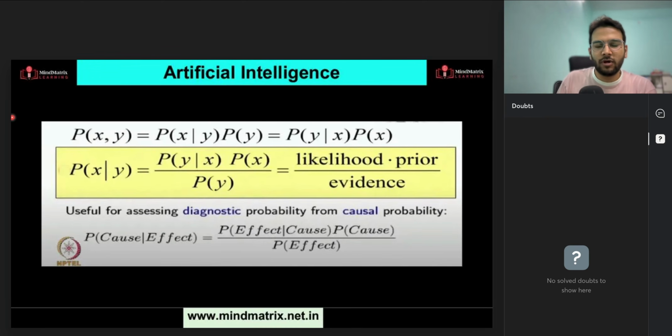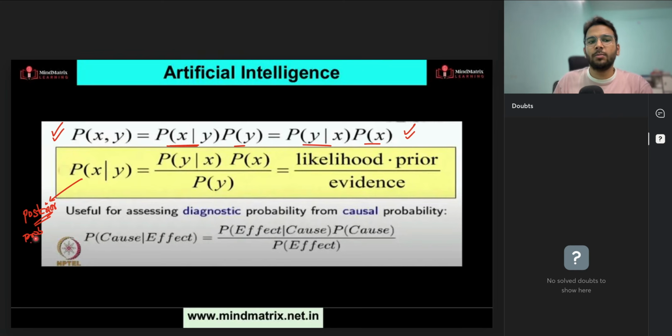Let's quickly brush up our skills on Bayes theorem. Carefully see this, we already know, but let's see this here. Probability of x comma y is nothing but probability of x given y into probability of y, or you can also write it as probability of y given x into probability of x. We have already seen that in the initial part of the lecture. So I can write probability of x given y as probability of y given x into probability of x divided by probability of y. Carefully see this, everyone. This is the posterior probability.